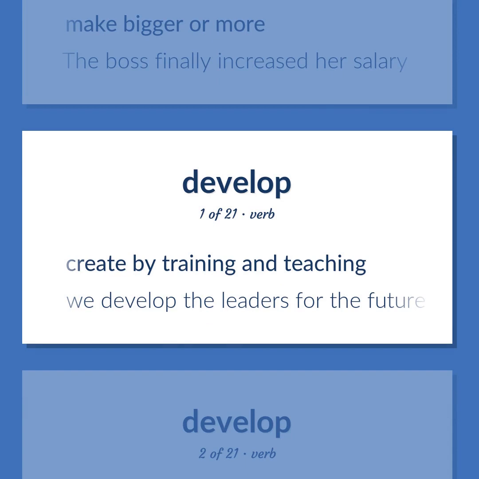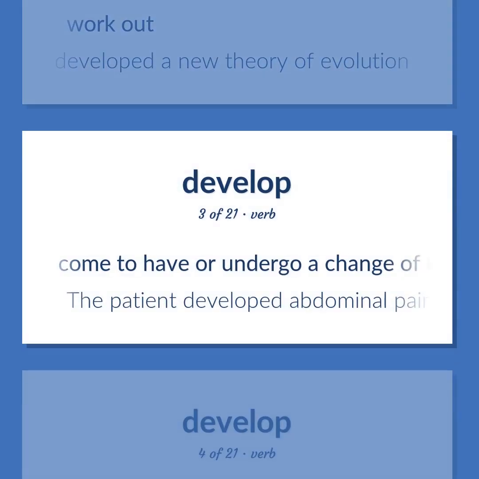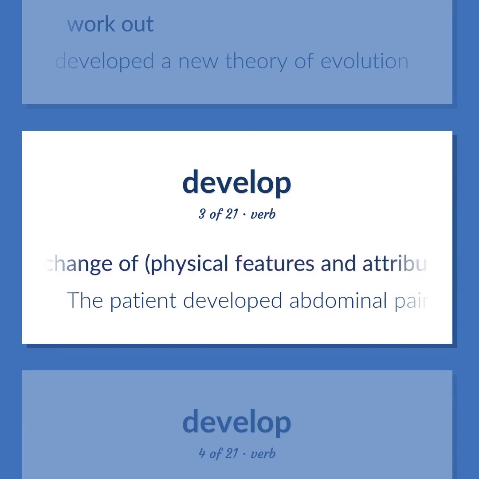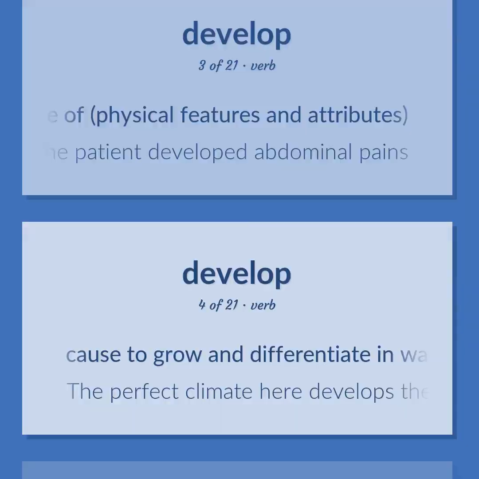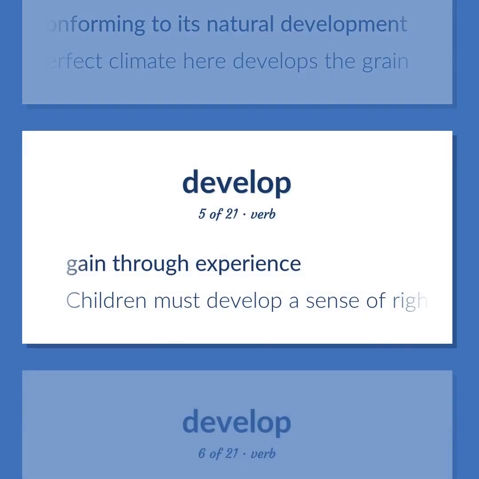Create by training and teaching. We develop the leaders for the future. Work out. We have developed a new theory of evolution. Come to have or undergo a change of physical features and attributes. The patient developed abdominal pains. Cause to grow and differentiate in ways conforming to its natural development. The perfect climate here develops the grain. Gain through experience. Children must develop a sense of right and wrong.